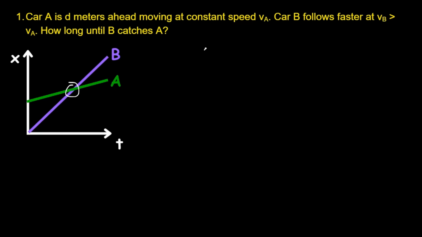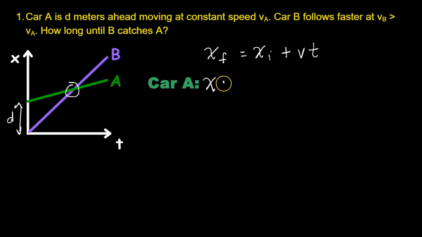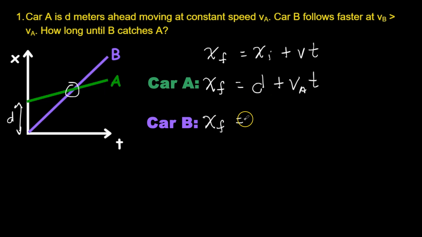For constant velocity, we can use final position is equal to the initial position plus the velocity times the time. Now let's start with car A. Car A is a distance of d ahead of car B. So the final position of car A is equal to d plus VA times t. This will tell you the final position of car A, which is a d distance ahead of car B. Now car B will have a final position that is equal to VB times t.